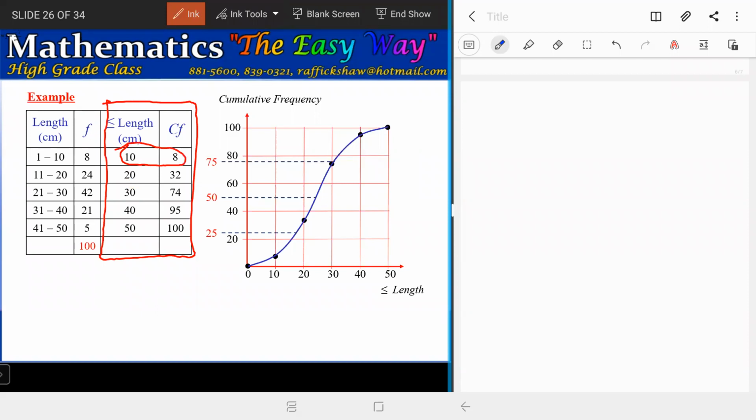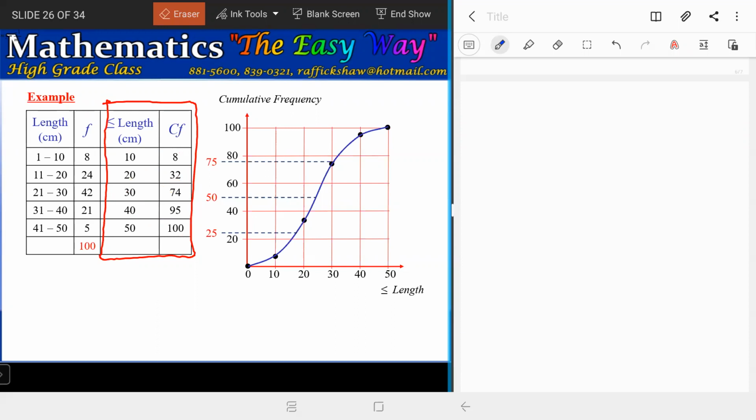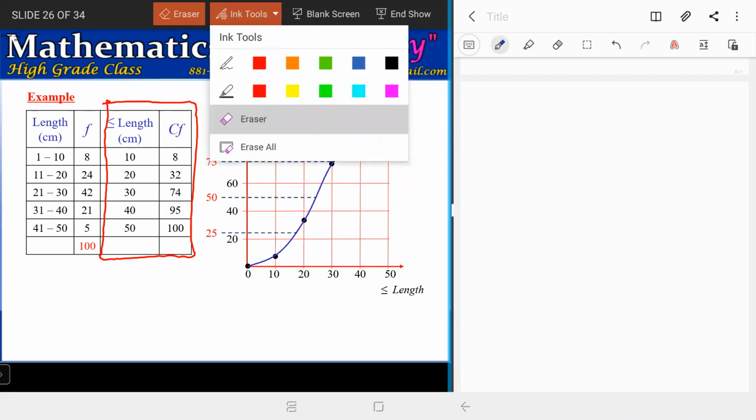You know how many leaves measure less than or equal to 10. You know how many leaves measure less than or equal to 20. You know how many leaves measure less than or equal to 30. You know how many leaves less than or equal to 40. You know how many leaves measure less than or equal to 50. So because you're going to draw a graph that shows how many leaves measure less than any length, you can use the graph to find that.